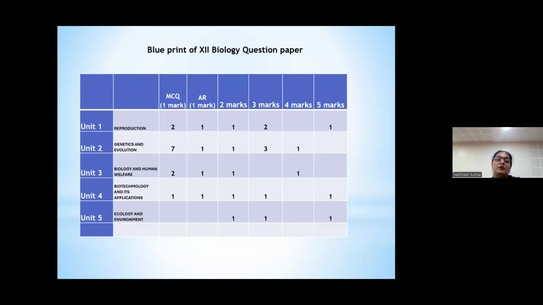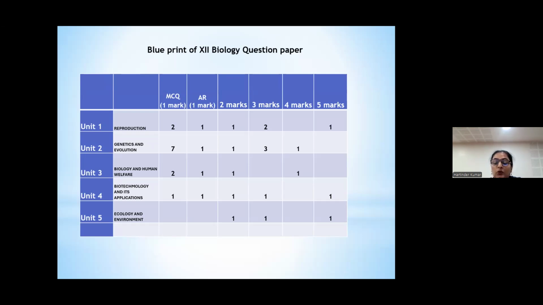This is the blueprint of the biology question paper, of chapter-wise as well as unit-wise distribution for the sample papers which we have taken. That is, MCQs: there are 12 MCQs. There are 4 assertion reason type questions. There are 5 2-marks questions. There are 7 3-marks questions.